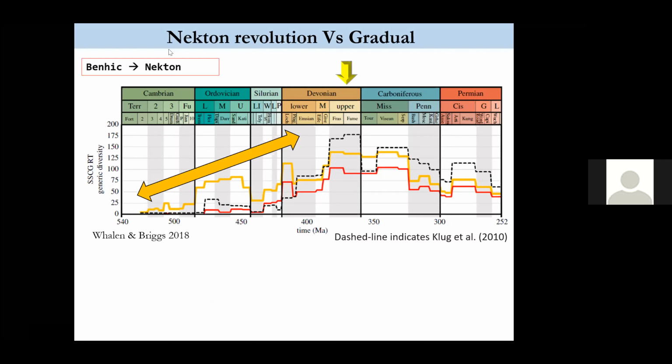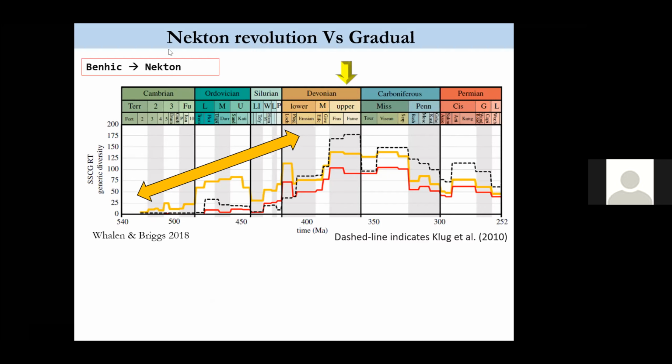So this is true, and of course, during the Devonian, we can find a relative increase of the nektonic faunas, although data shows in Wallen and Bricks a little decrease in the number. So Devonian is important, but we have to look at these other times. And thus, Wallen and Bricks suggested that the Metazoan colonization of the water column was, as I say, more complex and more gradual than previously understood.